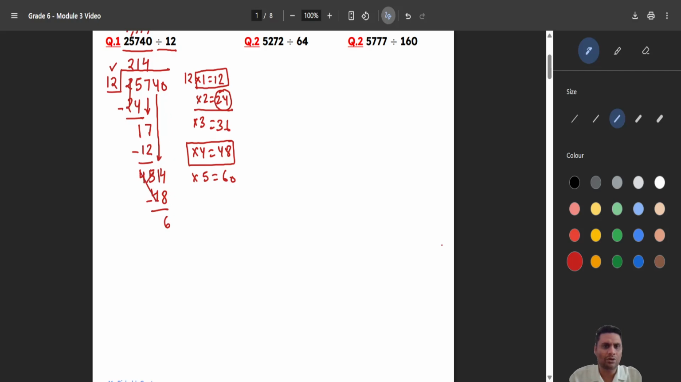The next number is what? The next number is 0. Bring the 0 down. Now check, do I have 60 in the table of 12? Yes, I do have 60 here in the table of 12. So 12 times 5 is 60, correct? So I will put here 12 times 5, here 60. I will do minus, I got 0 here. When you get 0, yani the question is over and the answer is 2145.